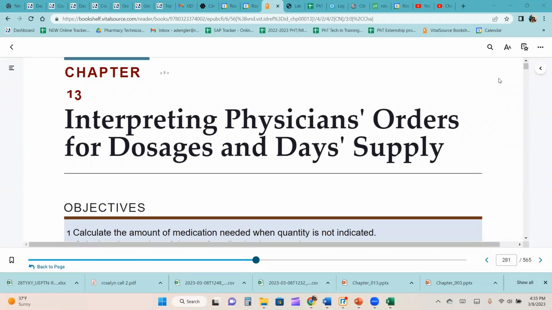Chapter 13, Interpreting Physicians' Orders for Dosage and Day Supply.